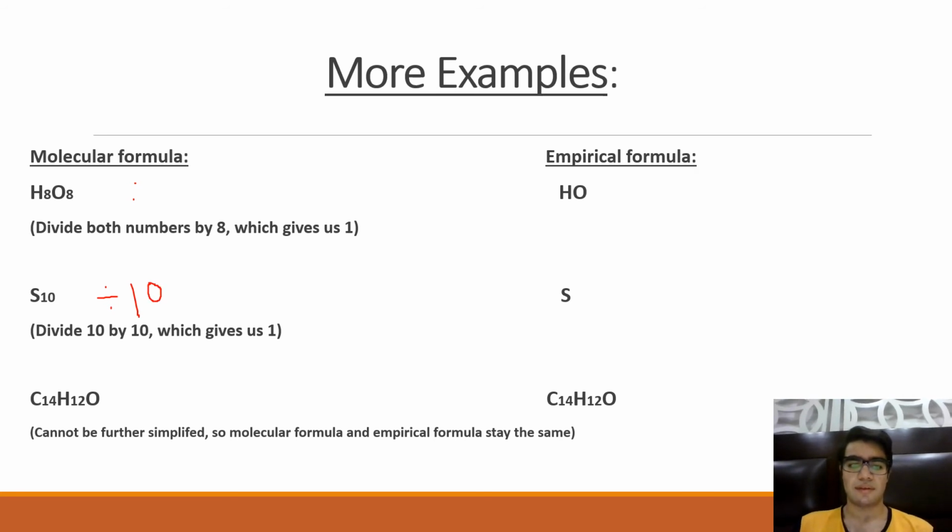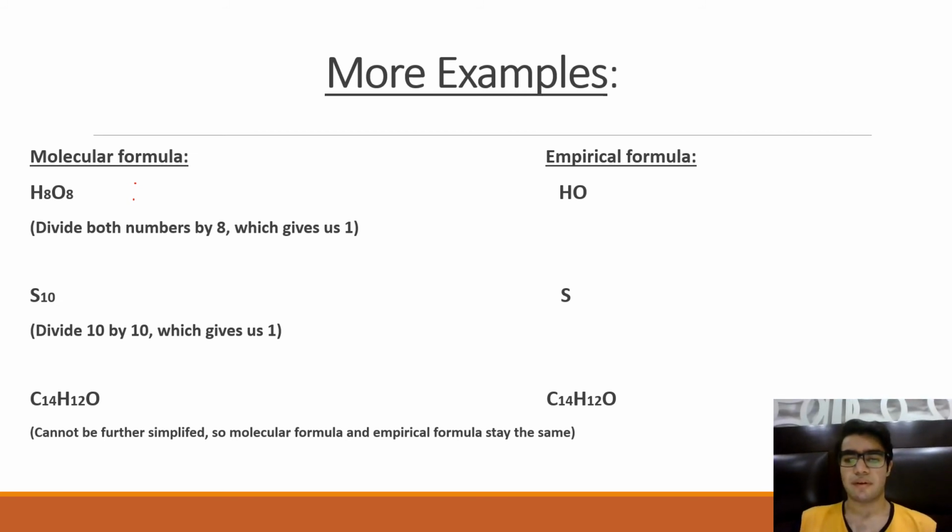Now this third example is C14H12O. This cannot be further simplified, so the molecular and empirical formula stay the same, because you cannot divide these three numbers by any common factor, since there's only one oxygen. So the molecular and empirical formula are the same. Okay, let's do some more examples.